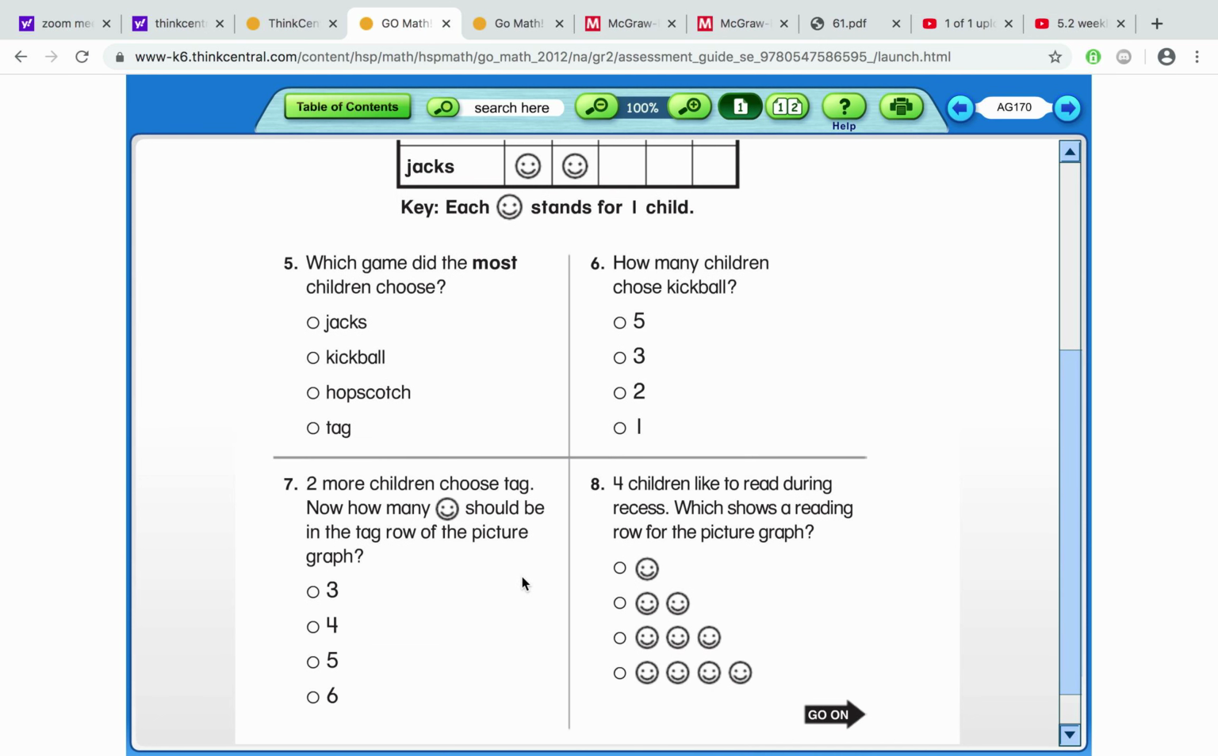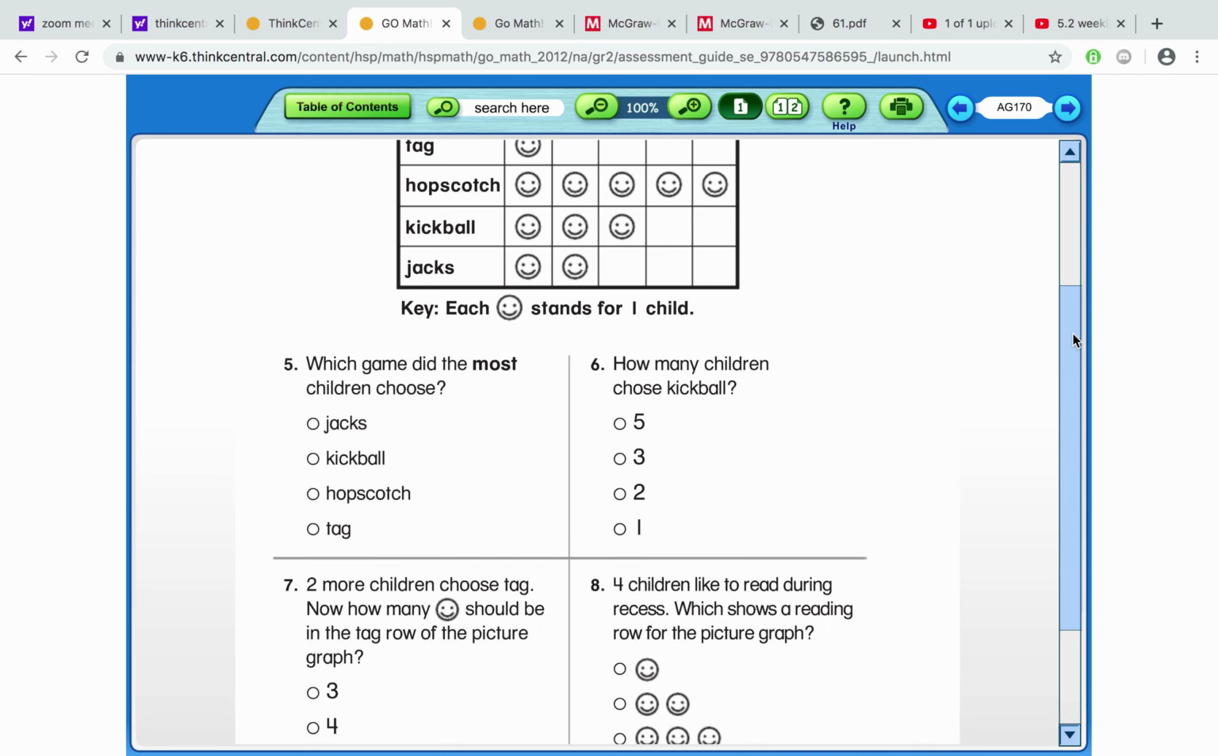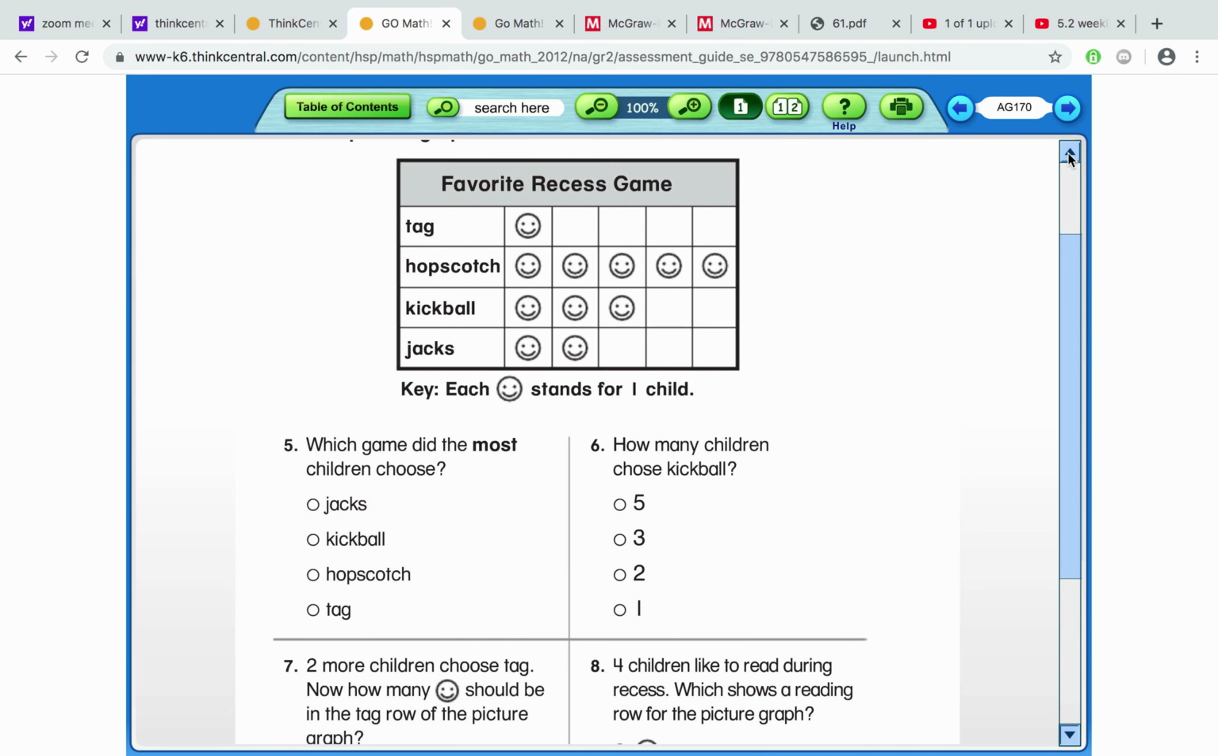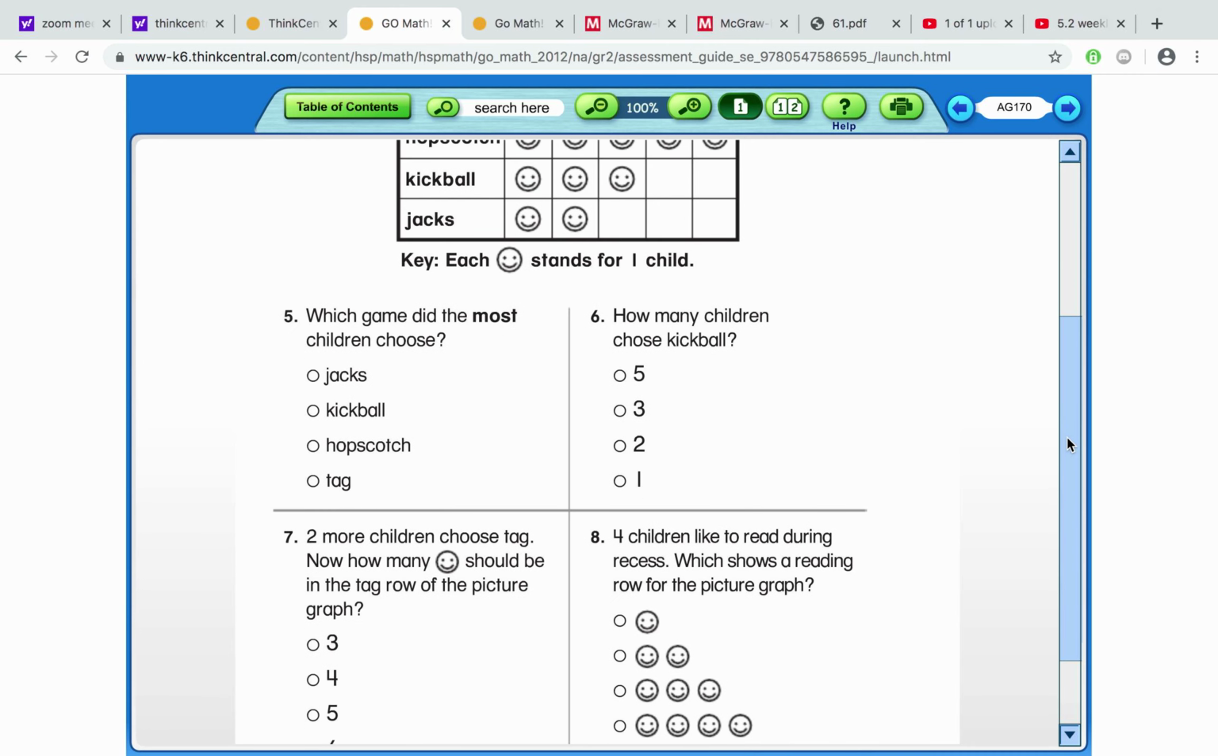For number 7, 2 more children chose tag. Now how many smiley faces should be in the tag row of the picture graph? So they're pretending that this graph is not done yet. They surveyed 2 more children, and 2 more chose tag. So all together, and you can draw right there in that picture graph to help you, all together, how many does tag have now?